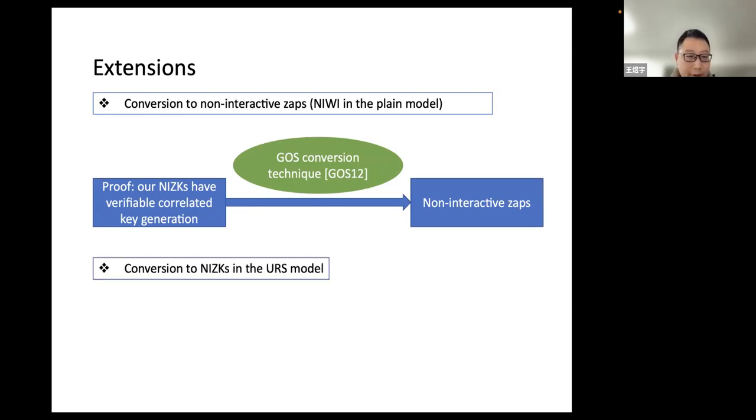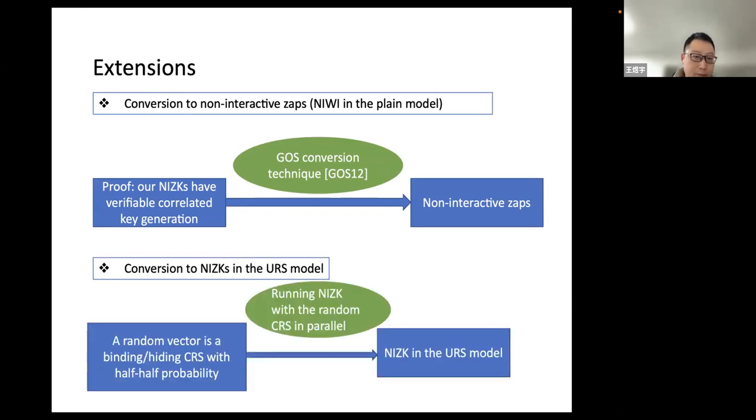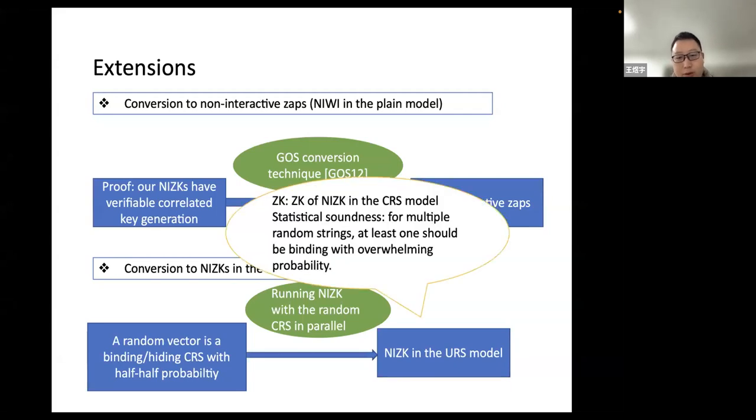And we can also convert our NIZKs to ones in the URS model. For doing this, we can just see that a random vector is a binding CRS and a hiding CRS with half-half probability. And by running our NIZK with the random CRS in parallel, we can just achieve our NIZK in the URS model. The zero knowledge of the resulting NIZK just follows from that of the underlying NIZK in the CRS model, and the statistical soundness just follows from that for many random strings, at least one should be binding with overwhelming probability. So this is how we get the conversion.